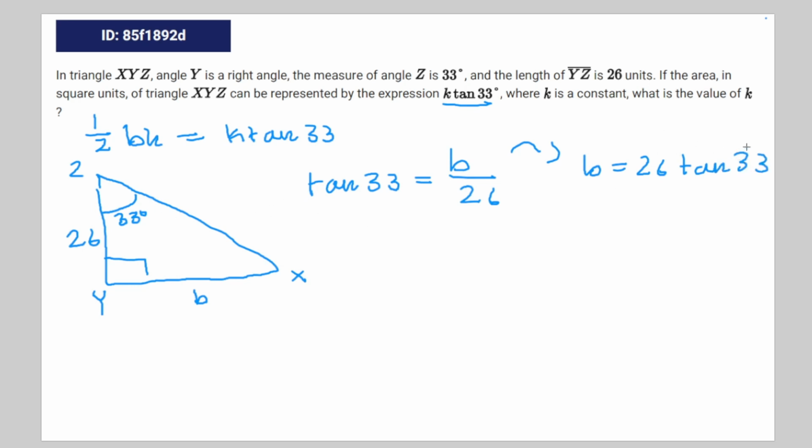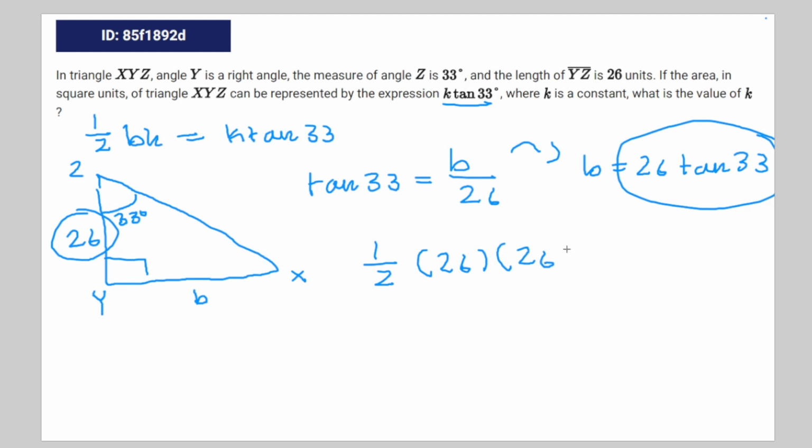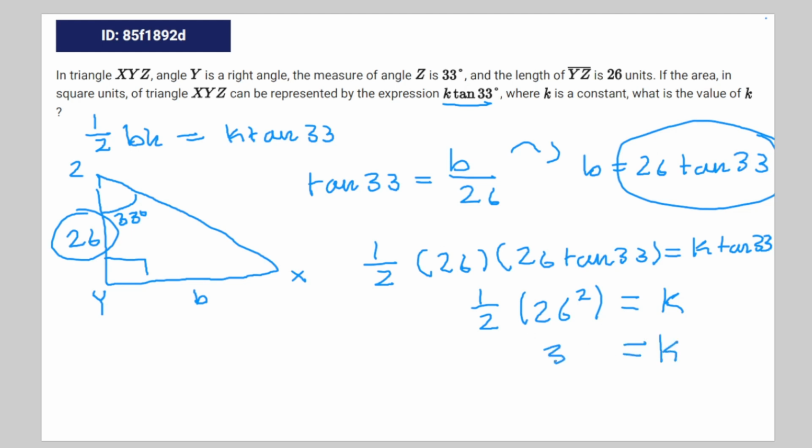So inputting these two values into the original equation, you're going to get 1/2 times 26 times 26 tangent of 33 is equal to K tangent 33. Dividing both sides by tangent of 33, you're going to get 1/2 times 26 squared is equal to K, which if you put that into your calculator is going to be equal to 338. And that is the correct answer.